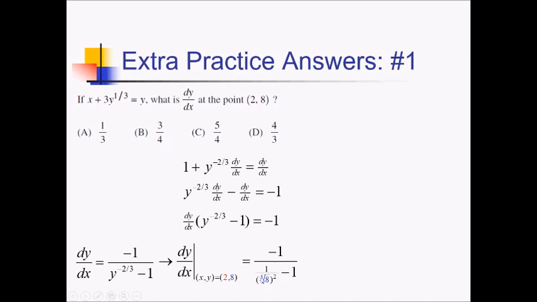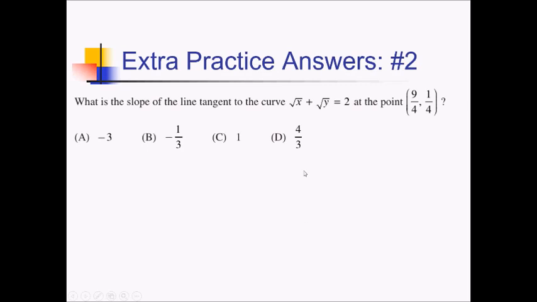So the cube root of 8 is 2. Squaring that gives me 4. So this is really 1/4. 1/4 minus 1 is negative 3/4. So I have negative 1 over negative 3/4. And let's see, negatives cancel, same change flip. This ends up being 4/3, which is answer choice D.